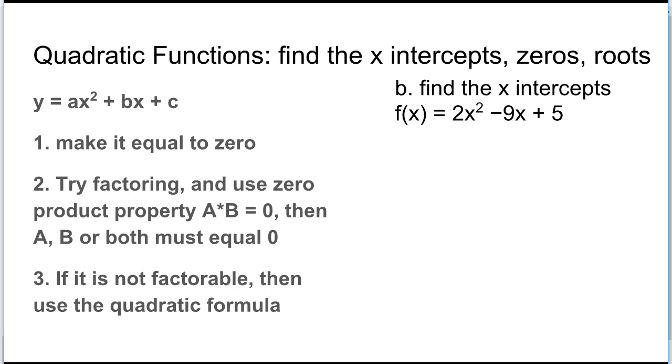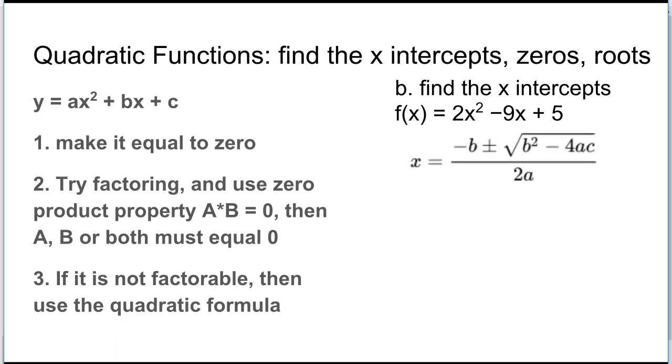2 times 5, well, they add together to get 7. And 10 and 1, they add together to get 11. But I can't think of any way to multiply two numbers together and get 10 and then have them add to get -9. So that means I'm going to switch over to the quadratic formula.